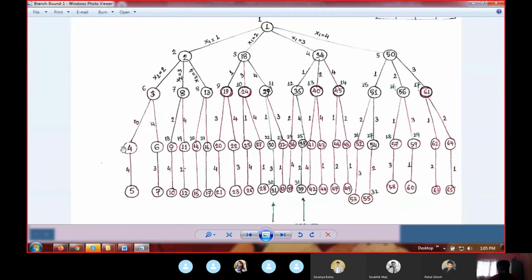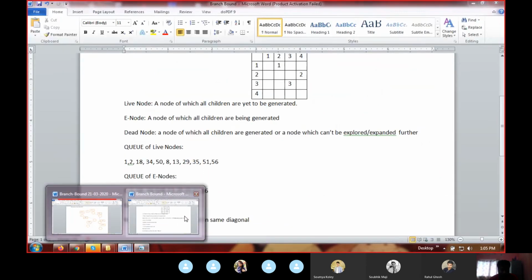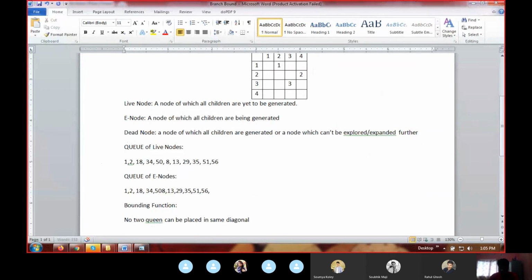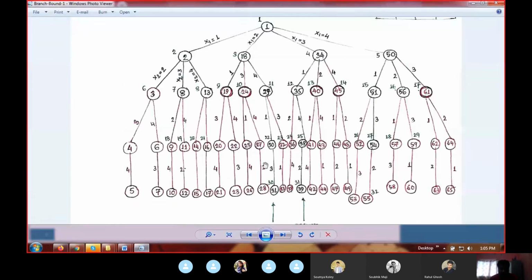But in the next level, we can see that only 30 is a black colored node, 38 is black colored, 54 is black colored. So only these three black colored nodes are possible to be further expanded. So they were the only three possible E nodes. So after 56, these are 30, 38 and 54.